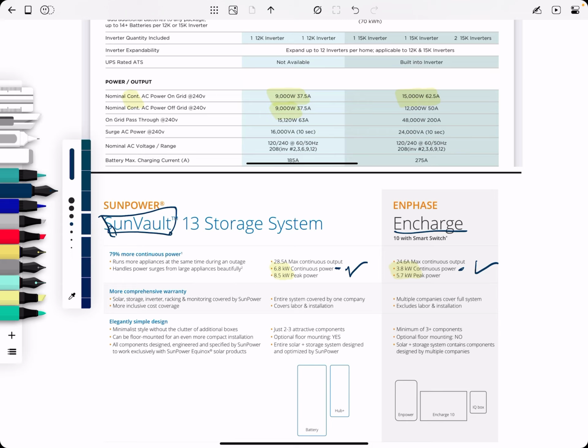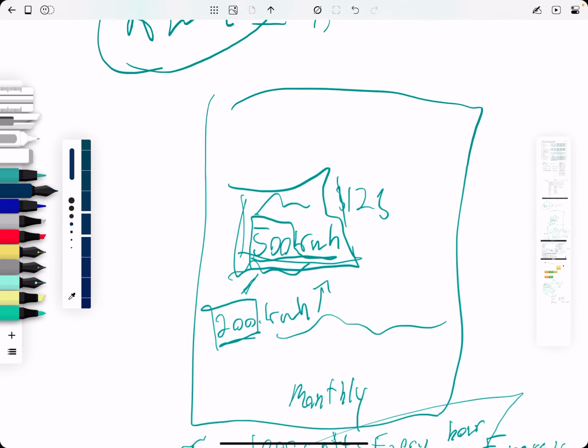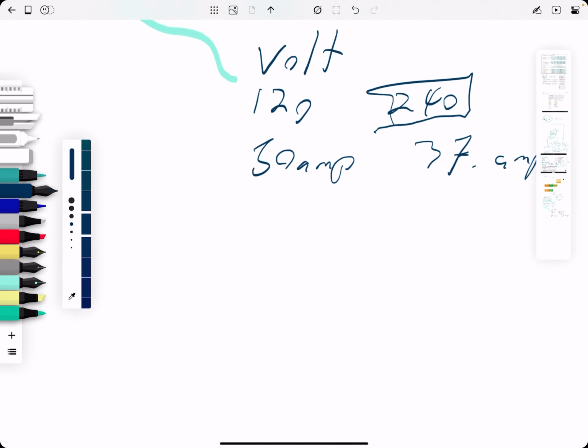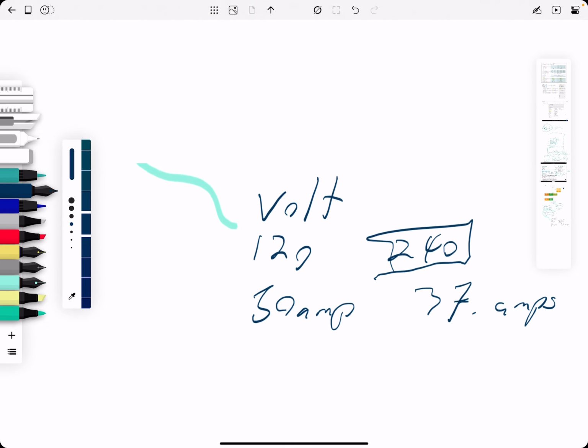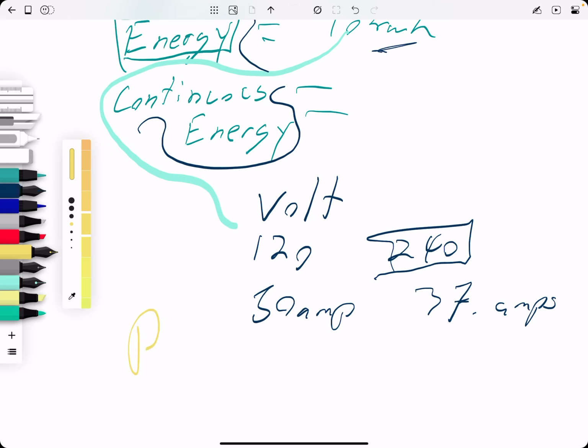We're good on that. Peak power. Now we're going to talk about peak power. What the heck is peak power? Well, peak power is important. So if we look at peak, usually what happens is you have an appliance. Whenever you start something up, you got to see how much power it takes to start something up.